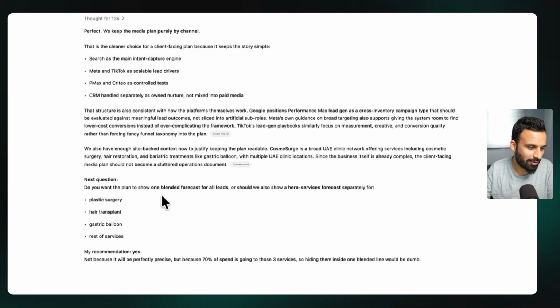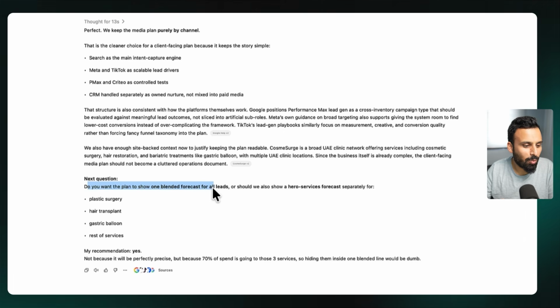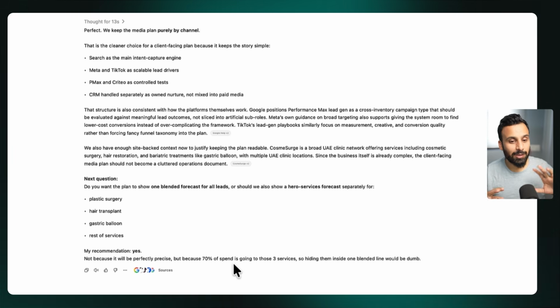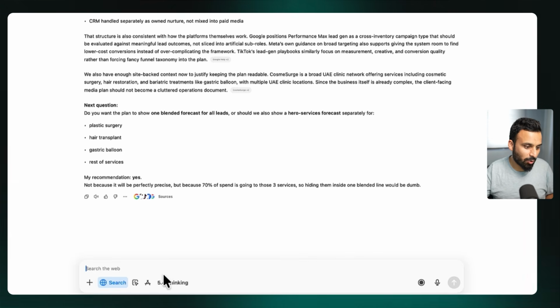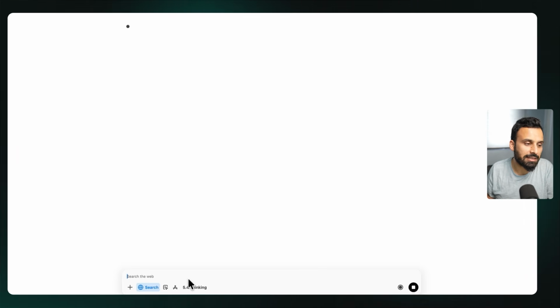Okay, now it's saying you guys are good. Do you want the plan to show one blended forecast for all leads, or show we also have a hero services forecast separately? Okay, now you can go here and ask ChatGPT, okay, let's not go into more detail. Ask me a few more questions you need to know, and it'll give you a media plan. But I'm loving this. It's providing information, recommendations that go with basically hero service forecast separately. I said, okay, yes, let's do that.